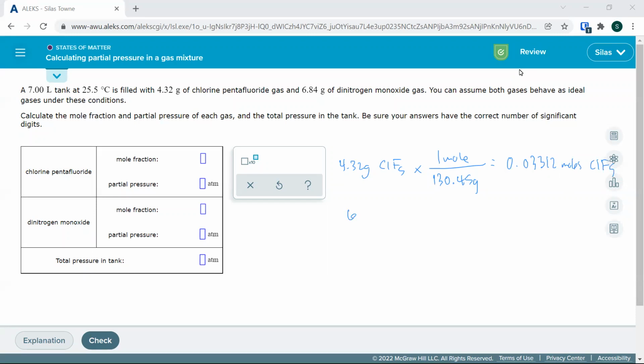Now we have 6.84 grams. This is 44.01 grams per mole. So we get 0.1554 moles. Okay, so we total those up, and we get 0.1885.